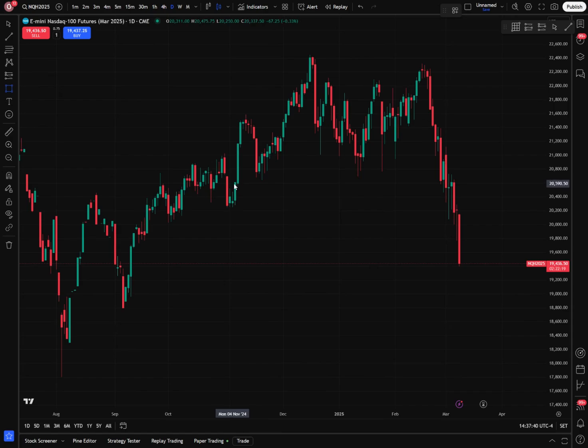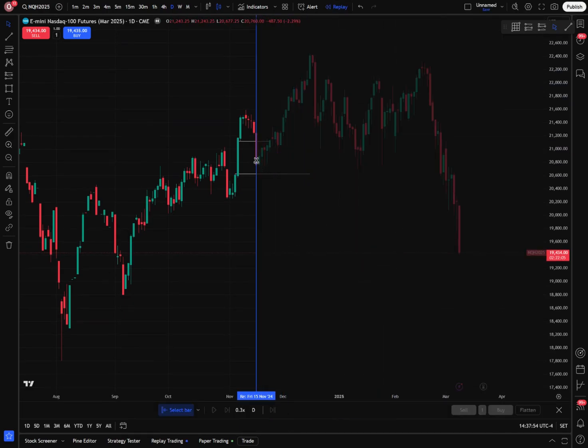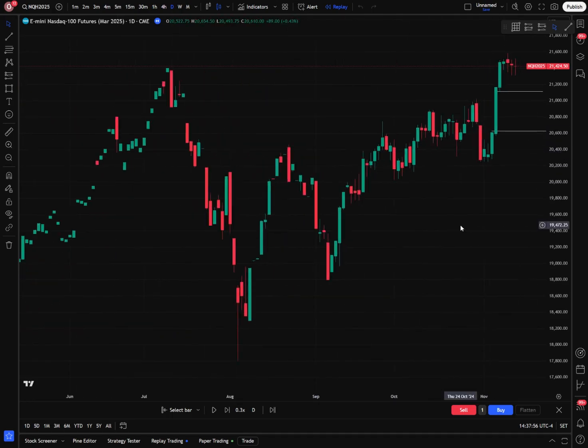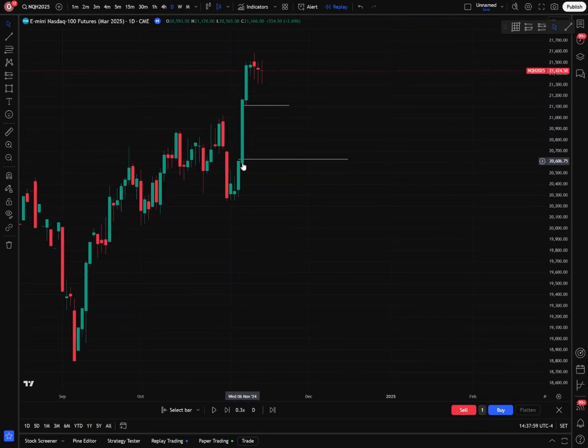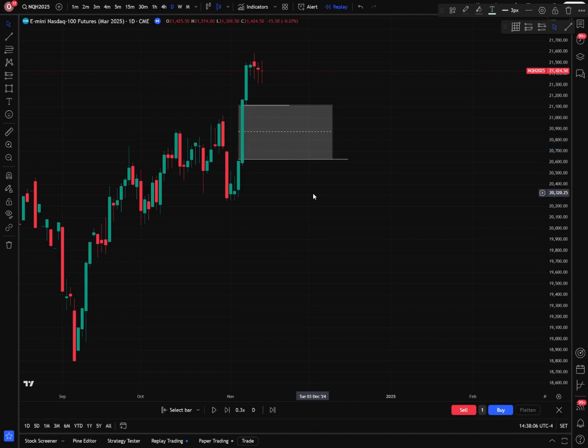Let's count it. 1, 2, 3. So I'm going to mark out the high of this candle and the high of this candle too. That is my fair value gap, right? So once I mark these out, this one and this one, those are my fair value gaps. What I usually do is use this box to mark it out like that, and I will wait for price to retrace in there. And once price retraces in there, then I'll be looking for the market to continue on the upside.